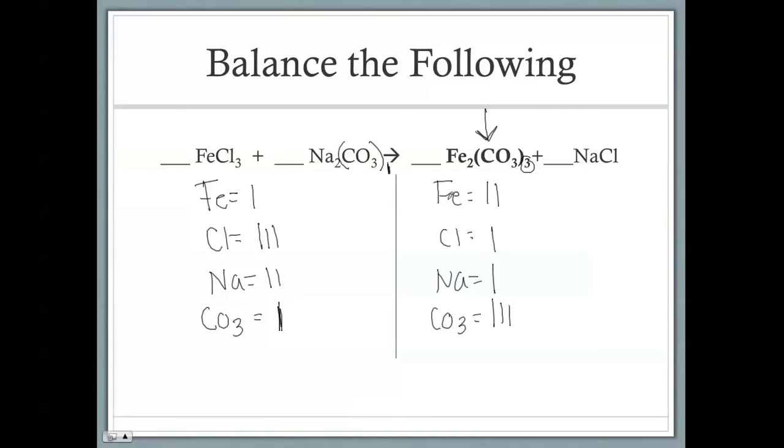We have 1 on the left, 2 on the right. So I'm going to focus on just the left-hand side. And I'm going to make sure that I get 2 iron on my left. 2 times 1 means I now have 2 iron. This also affects chlorine. 2 times 3 means I now have 6 chlorine.